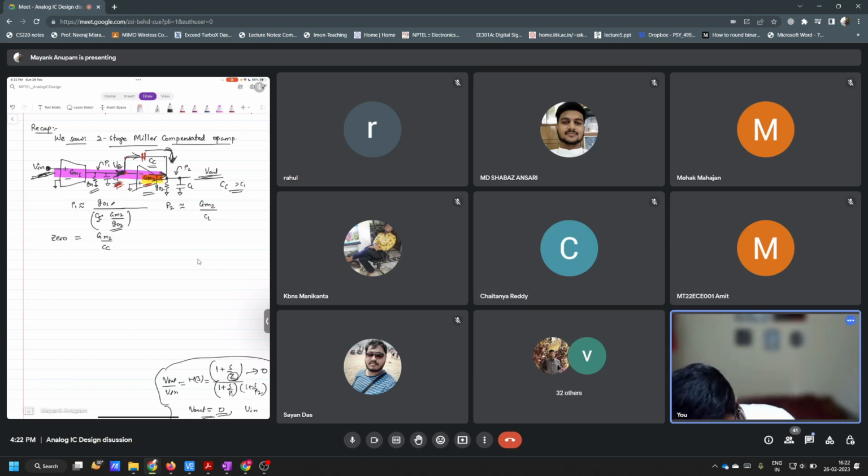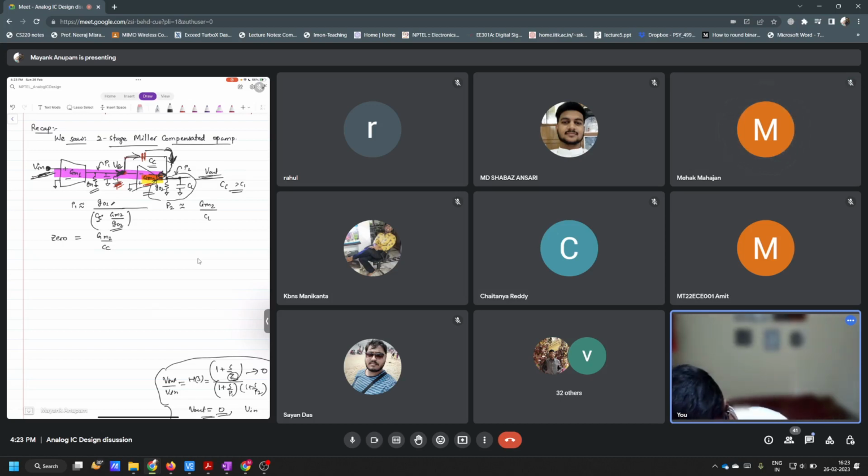This current which comes from CC right here will directly go inside GM2. It will not be going anywhere into CL or G02. Did you understand that? At zero frequency, all the current that comes from CC will directly go inside GM2 and therefore will not generate any voltage. So that is why we get a zero. Is that understood now?